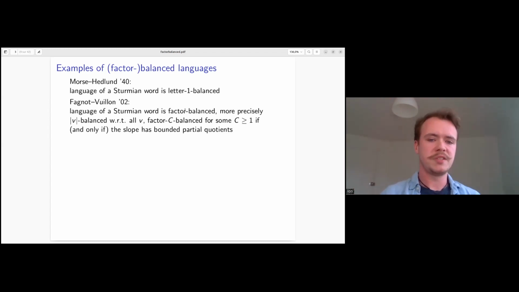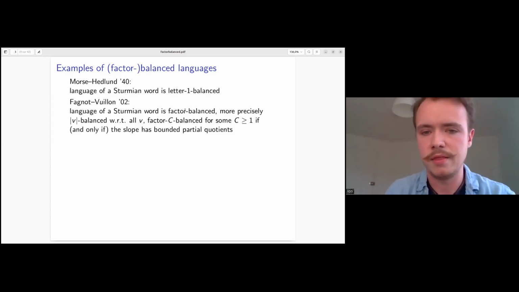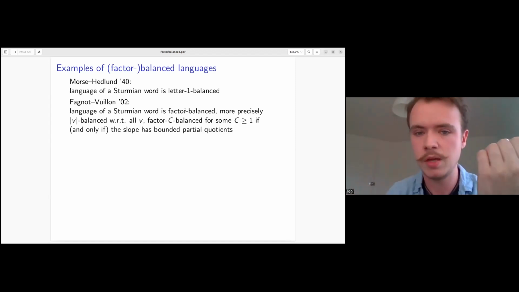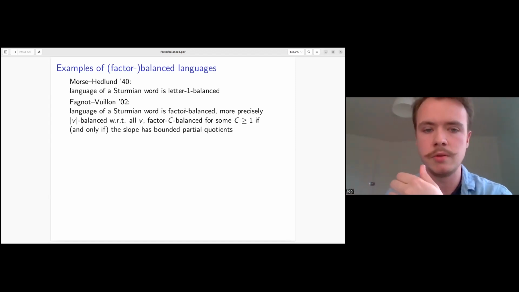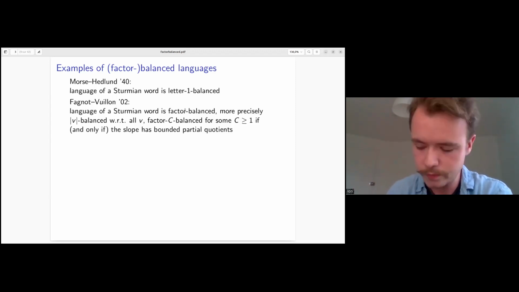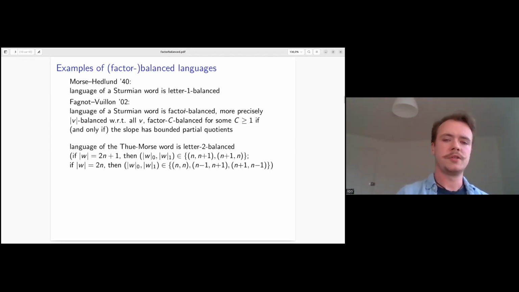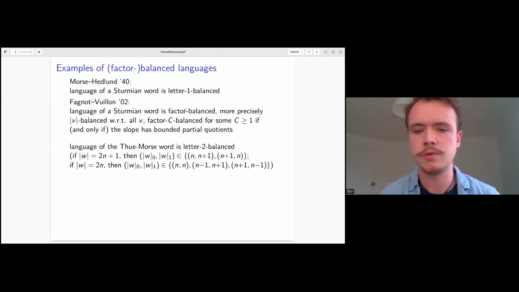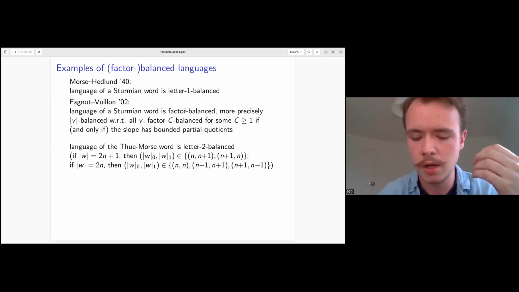One stronger result, as we said earlier, is that to be factor C-balanced, so to have a constant C independent from V, you need the slope of that Sturmian word to have bounded partial quotients. But if the property were verified by all languages, that is, if being letter balanced and factor balanced were equivalent for every language, it would have no interest to study it.